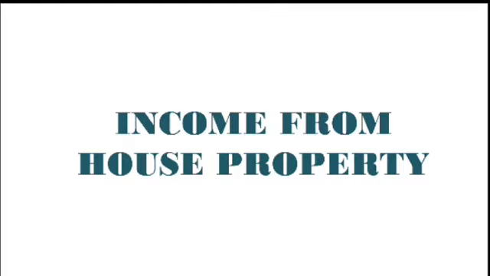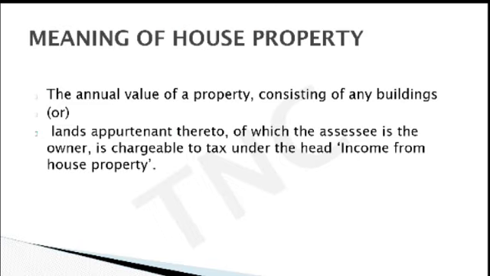Here we have the 5 heads of income: income from house property, income from salary, income from business or profession, income from capital gain, income from other sources. These are the 5 heads of income. Here we have to see the one head of income, income from house property. First of all, we have to see the meaning of house property.